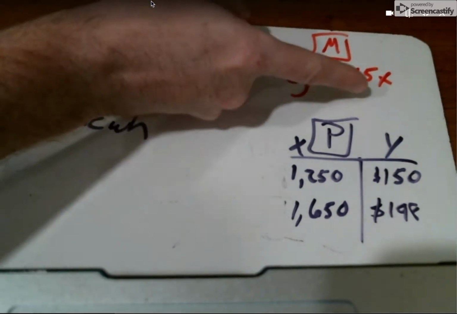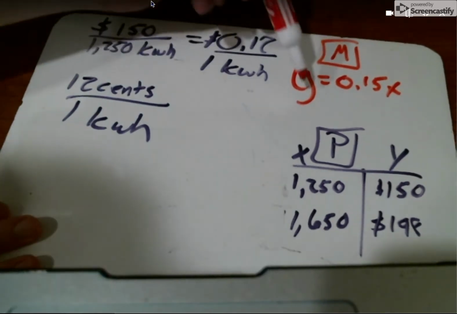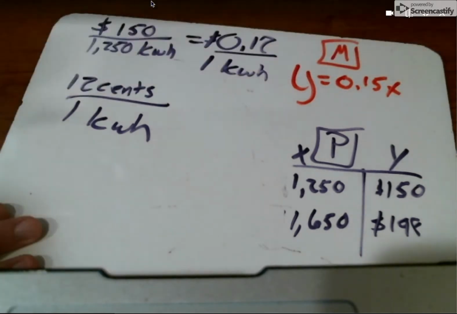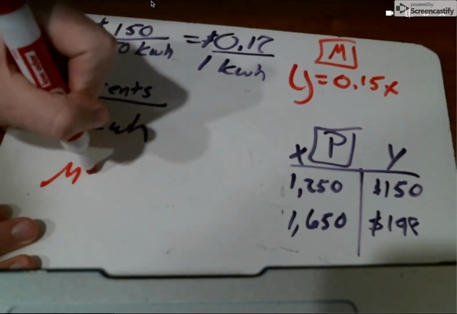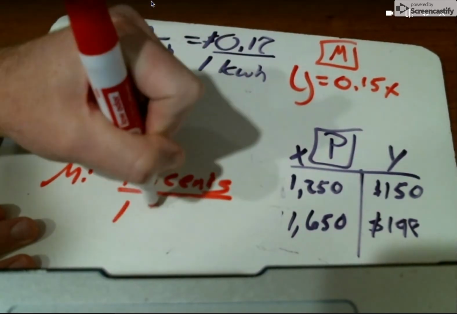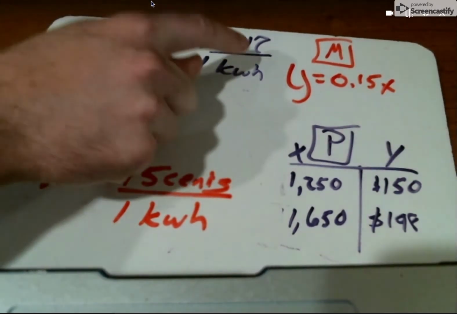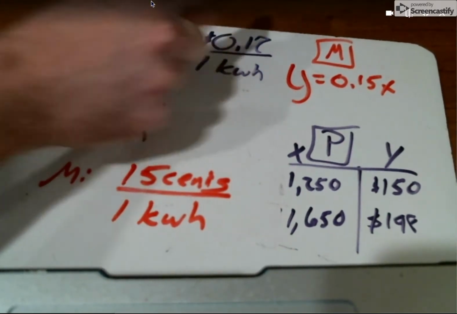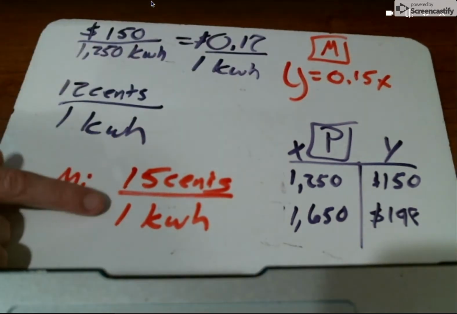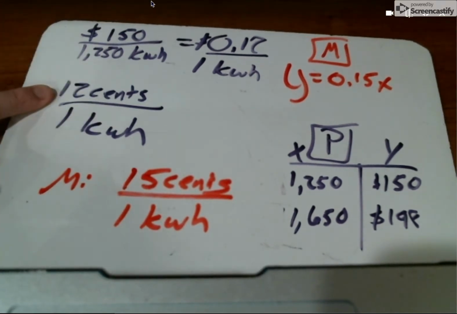And if we look over here, that might help make Company M make a little bit more sense. Their equation Y, the cost, equals 0.15 times the number of kilowatt hours, X, is because for Company M, it's costing us 15 cents every 1 kilowatt hour. So as we figured out, this shows us a unit rate of 0.12. That's really meaning 12 cents every kilowatt hour. This slope, this unit rate of 0.15 meant 15 cents every kilowatt hour. So that tells us Company P is the cheaper company.